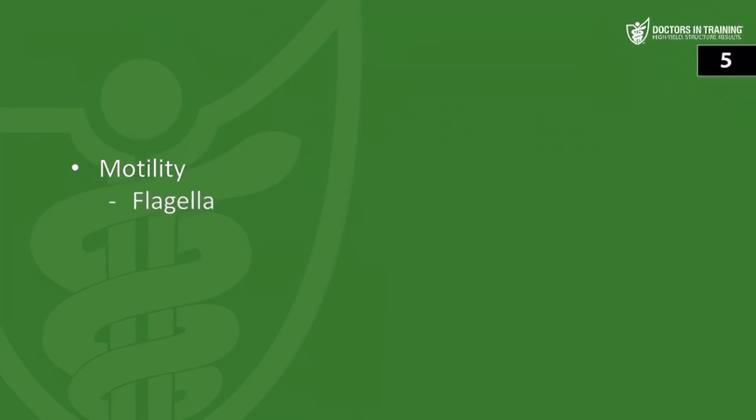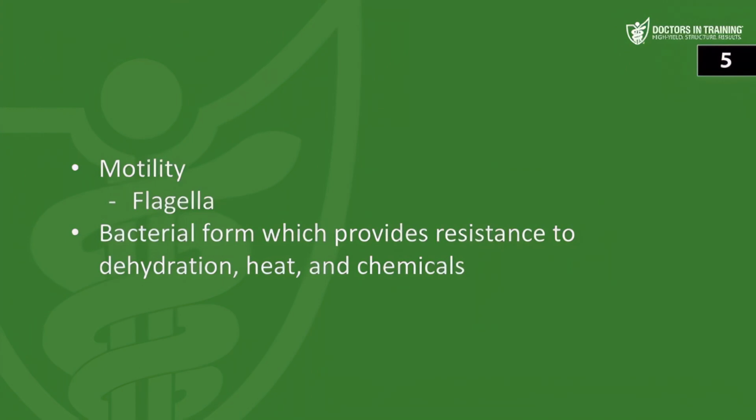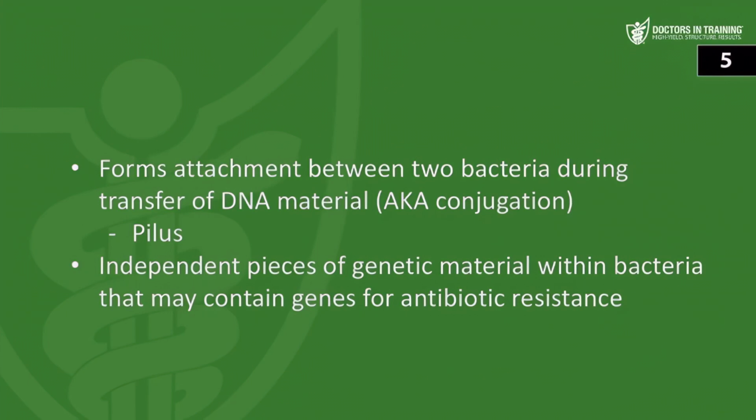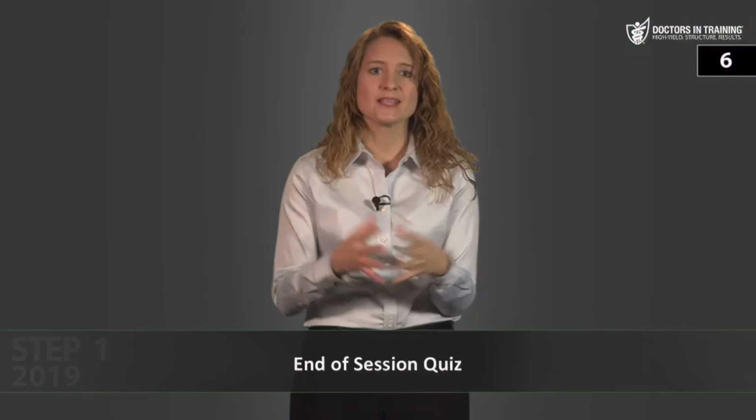Motility. Motility is mediated by flagella. Bacterial form which provides resistance to dehydration, heat, and chemicals. This is a spore. Forms attachment between two bacteria during conjugation. This is the pilus, sometimes called the F pilus or the sex pilus. And independent pieces of genetic material within bacteria that may contain genes for antibiotic resistance. This describes a plasmid.